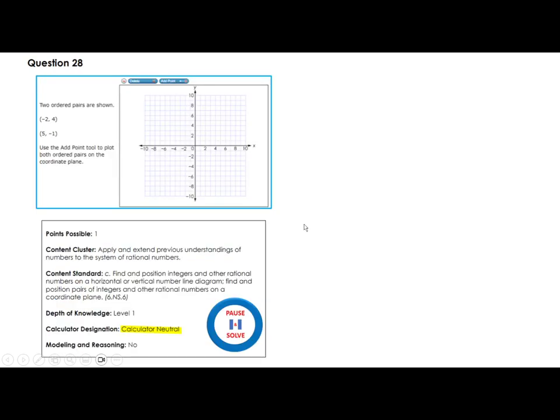Two ordered pairs are shown. Use the add point tool to plot both ordered pairs on the coordinate plane. A question like that, it's a guarantee. It's a piece of cake. It's a gift. Do not lose a question like that.